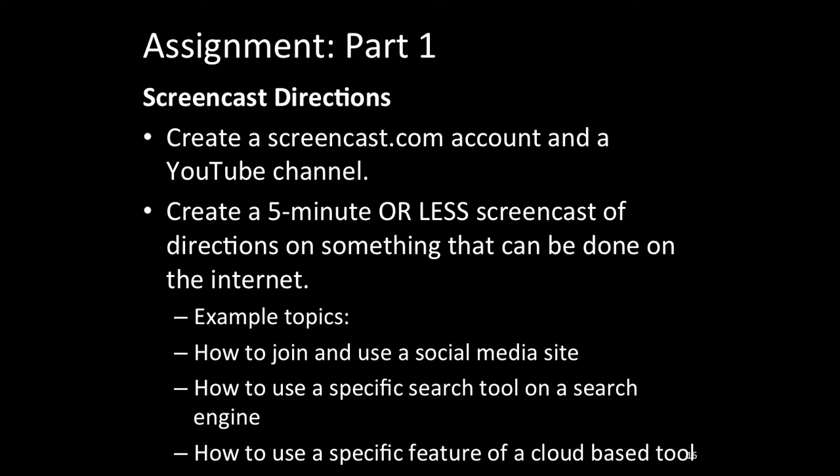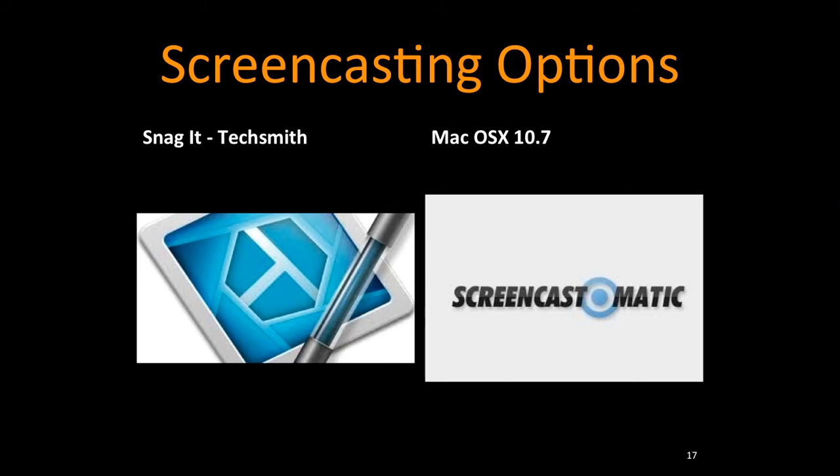That's also fine. But things on the internet can include social media, a tool, a search engine, or some special feature of, say, Google Documents or Zoho or something that you already use. I recommend that you script this out and rehearse it several times so that you don't have too many ums or cell phones ringing in the background. So this is the first part of your assignment.